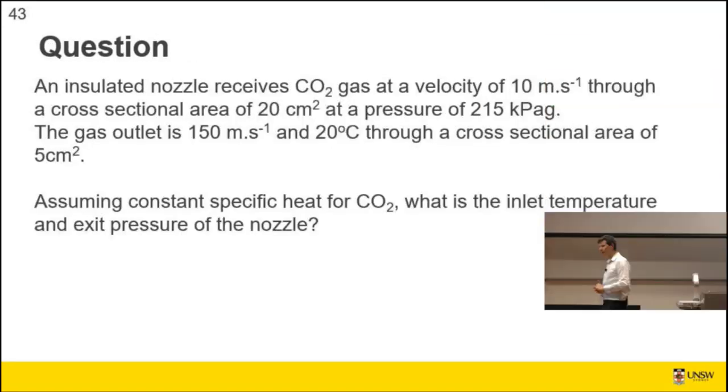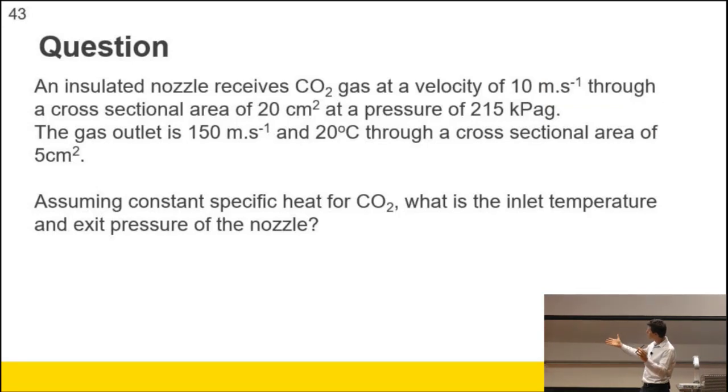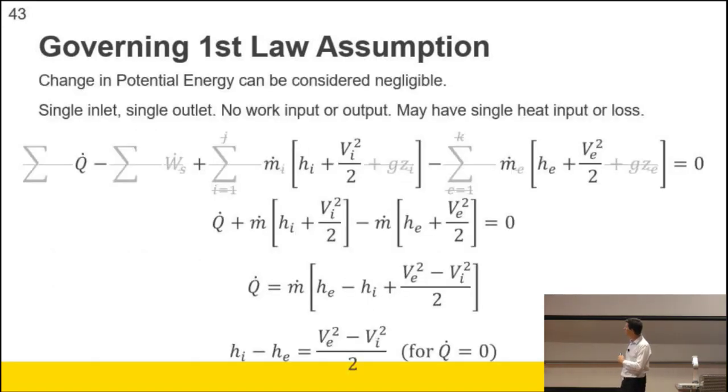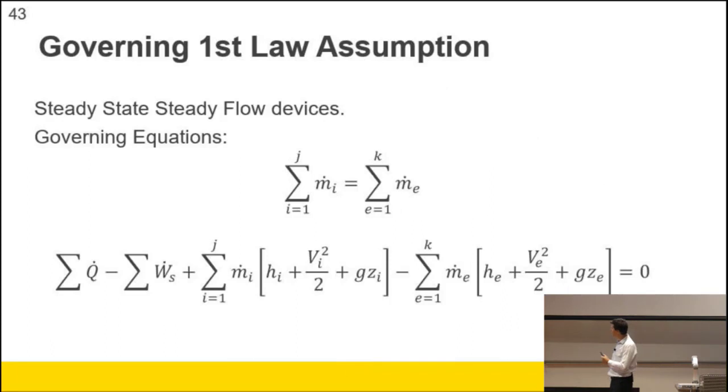So, an example of a question is, if you have a nozzle, it's taking gas, you're given some velocities and some pressures, and you're saying, what else can we calculate? Can we talk about inlet temperature? Can we talk about pressures? The inlet temperature and exit pressure. So given some values, start with our first law equation for steady state, steady flow systems. What assumptions can we make? Typically we say there's one inlet and one outlet, so our mass equation just becomes mass in equals mass out.